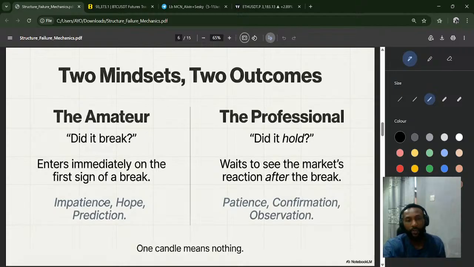The amateur is impatient, trading based on hope and prediction. For the professional, these are the questions you ask: Did it hold? And wait to see the market reaction after the break. Patience, confirmation, and observation.